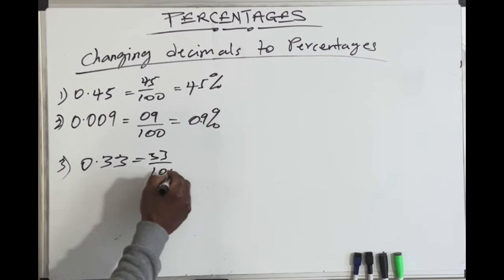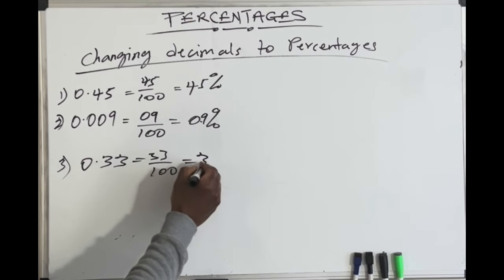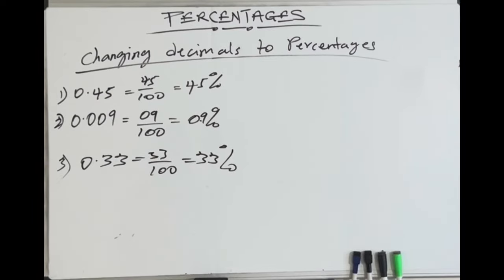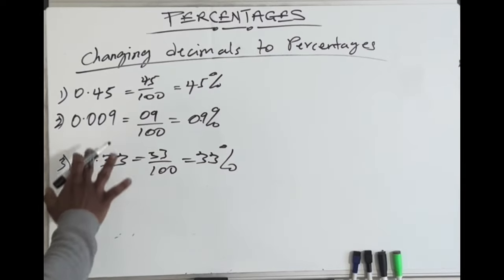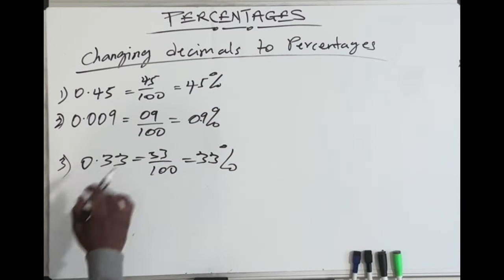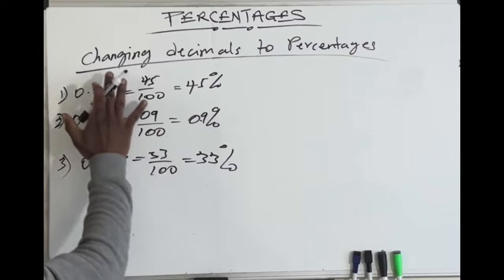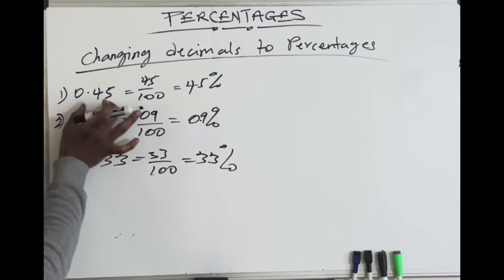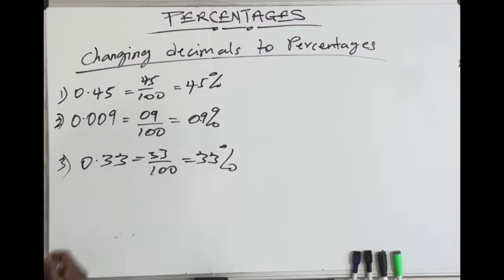33 over 100. Okay, and then it's what? 33%. So this is what we do under changing decimals to percentages. But if you think it will be a problem with the 0.009, just know that under changing decimals to percentages, always multiply the decimal given by what? 100. Then you get your final answer, and then don't forget to bring the percentage sign.